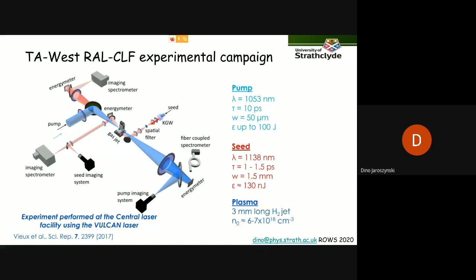One of the first experiments carried out used a 100 joule laser, which was collided with a very short pulse of picojoules in the plasma to produce the beat wave. These are laser pulses of the order of 10 picoseconds colliding with a picosecond seed pulse, to produce this echelon, this Bragg grating in the plasma. To ensure that you meet the Raman resonant condition, we frequency shifted the seed to 1.14 microns, with the pump being around 1.05 microns, and we were then able to match the plasma frequency when the density was around 7 times 10 to the 18 electrons per cubic centimeter.